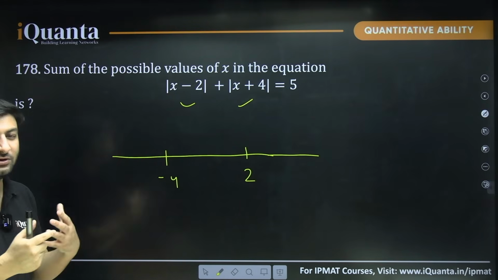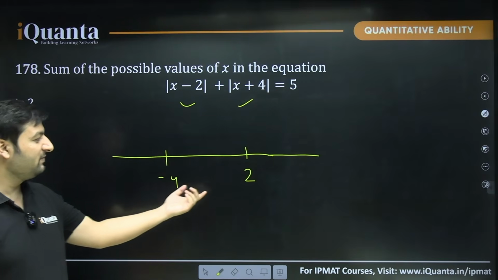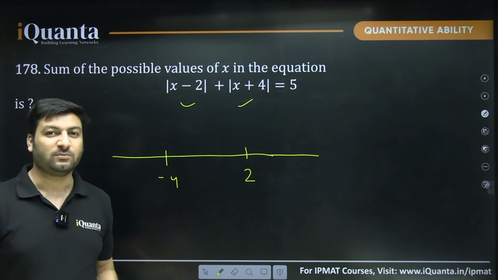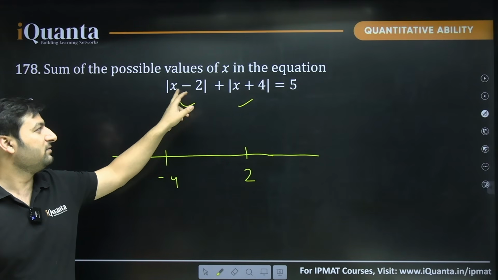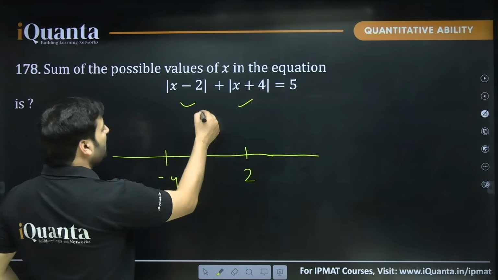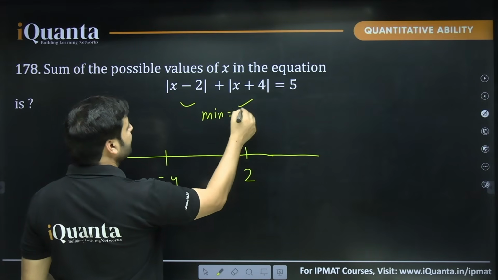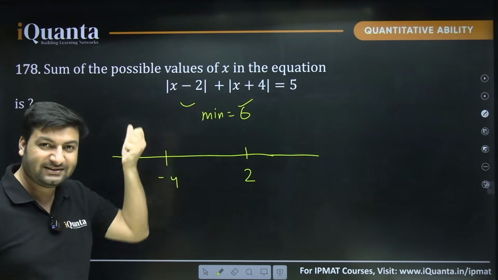You know, when multiple modulus are being added, then the minimum lies at the critical point. Both of them are critical points, so the minimum will lie at these critical points. Let's find out the minimum value possible of this. Put x equal to 2 here. 2 minus 2 is 0, 2 plus 4 is 6. 6 is equal to 5? So the minimum value of the sum of these two modulus is 6.